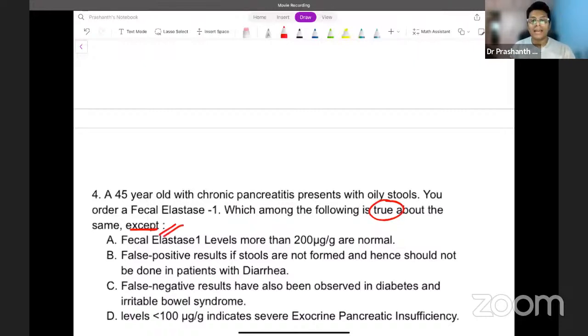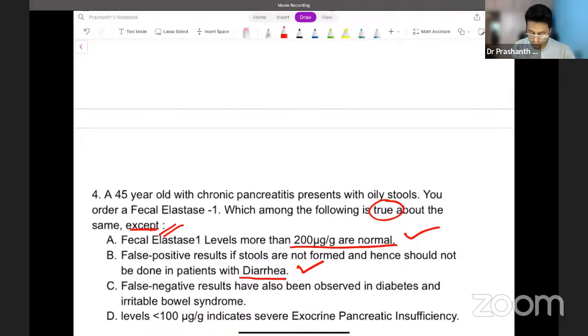A: fecal elastase 1 levels more than 200 microgram per gram is normal. We have discussed this again and again, so this is true. Second: false positive results if stools are not formed, and hence it should not be done in patients with diarrhea. Now, in patients with diarrhea, the stool is diluted, so the elastase will be lower. So it is a false positive test. So this seems true. C: false negative results have been observed in patients with diabetes and irritable bowel syndrome.